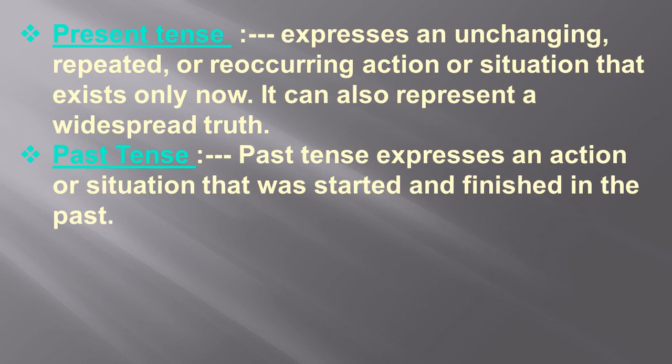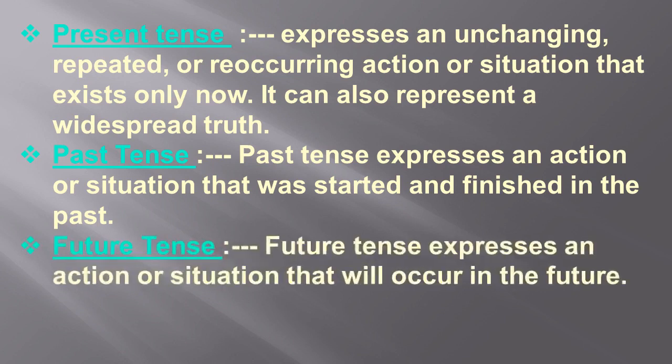Past tense. Past tense expresses an action or situation that was started and finished in the past. That means the actions or the events that happened in the past include past tense. Then we have future tense. Future tense expresses an action or situation that will occur in the future. That means that has not happened, that is not happening now, but will happen in the future.